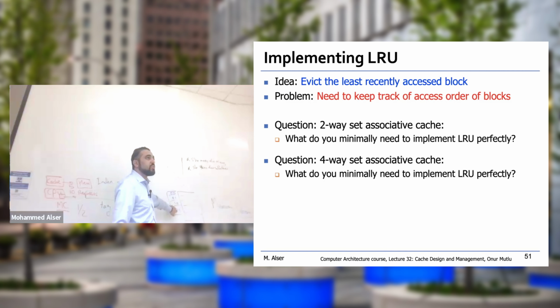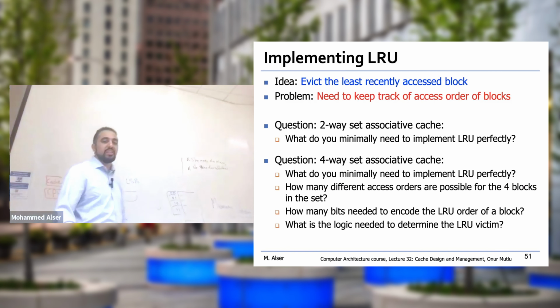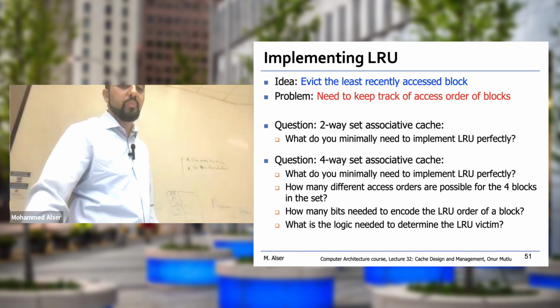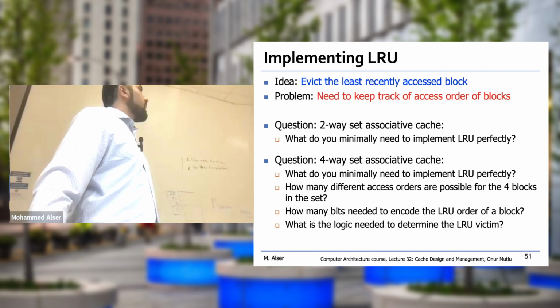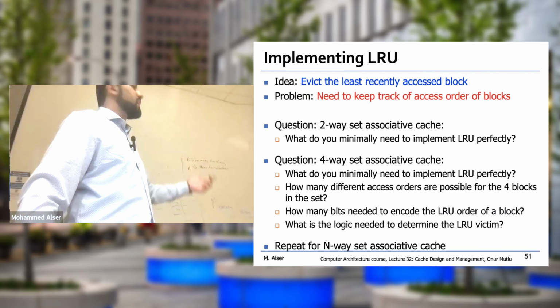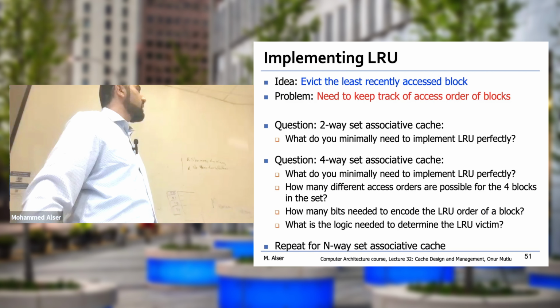Of course, the more ways, the more complex it gets. It's not about the number of bits only. Now we talk about a comparator, now maybe something else, and so on. It depends on the replacement policy, how complex we could go. Okay, there are bits and logic, which is the comparator, and repeat for n-way.